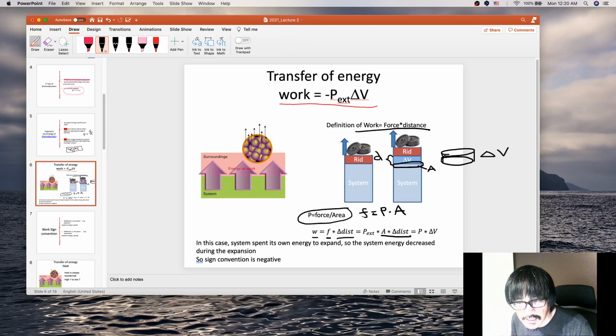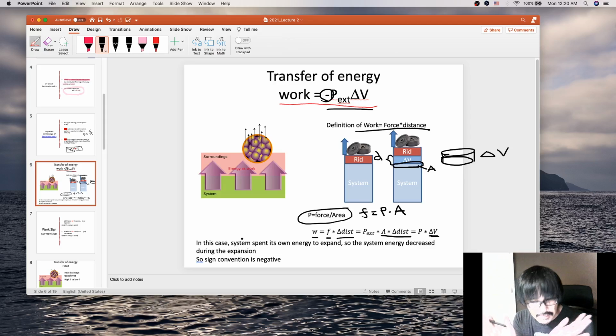So these terms are actually replaced by the delta V right here. So you're getting this P external, the external pressure, multiplied by the change in volume. You got that one. And I have to actually work on the sign conventions right here.